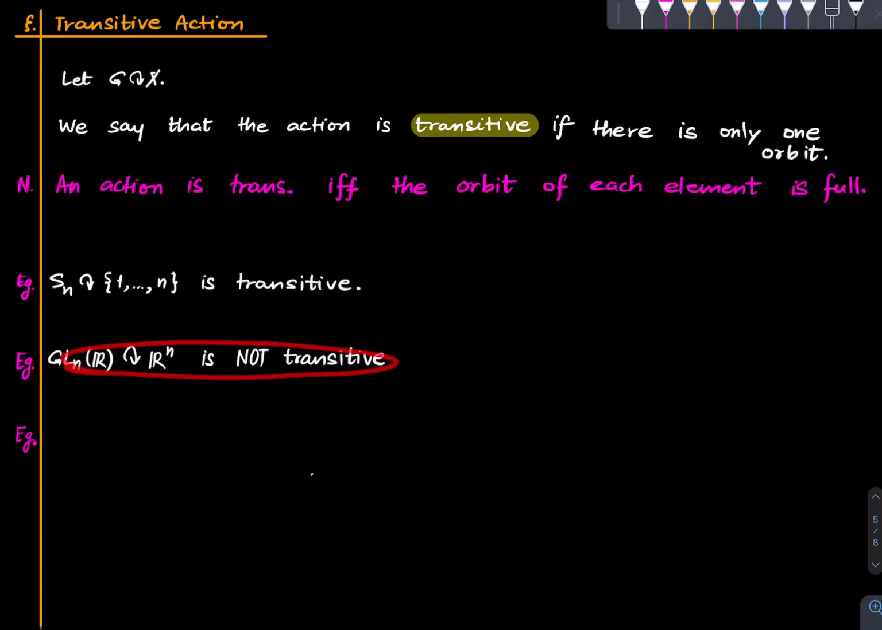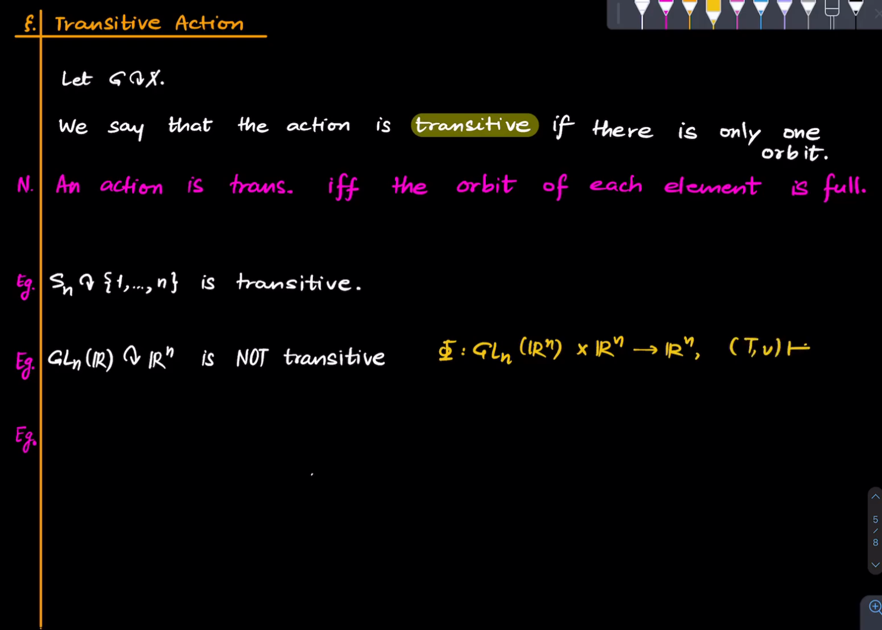This is not a transitive action. So recall, what is this action? This action, phi, is a map from this to that, which takes t comma v to the image of v under t. So that is the map.